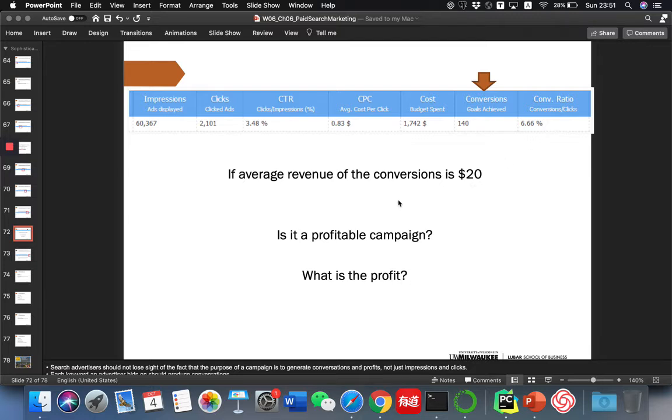Here's a question. If on average each conversion is worth $20, do you think the campaign or the advertisement is profitable?